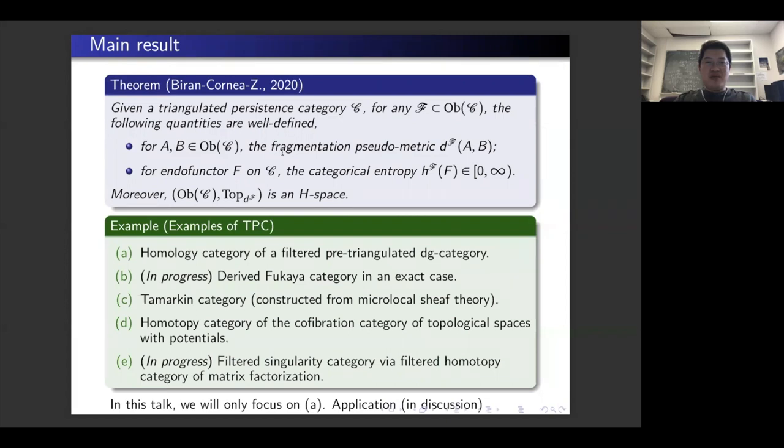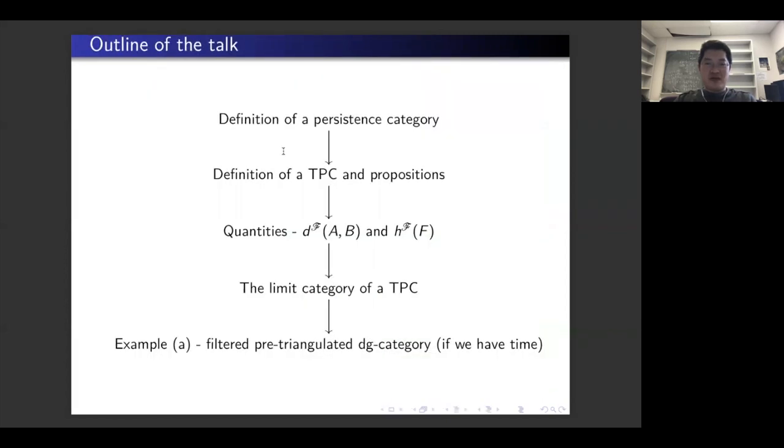So what I'm going to talk about in this talk will be some foundational things for the theory. So first define something called persistence category, and this will be the underlying category of TPC. And then after that, there will be some propositions of TPC, which lead to the quantities DF and HF. We'll define that. And there is something interesting here: any TPC will induce another category called the limit category. So you should have this impression that TPC is not like the triangulated category in the classic sense, but the limit category is. So for any potential application, this limit category is probably more useful and applicable than the TPC itself.